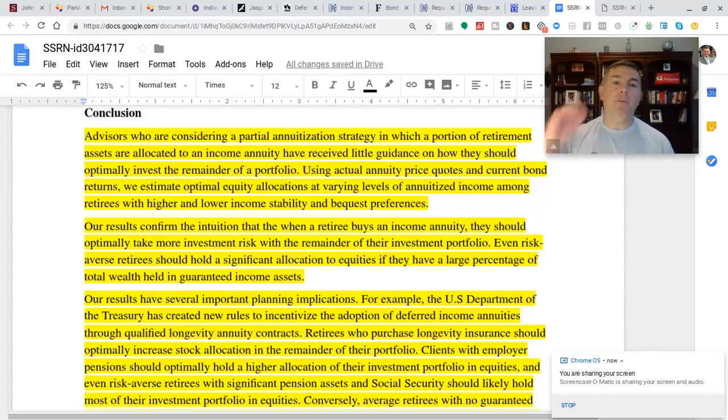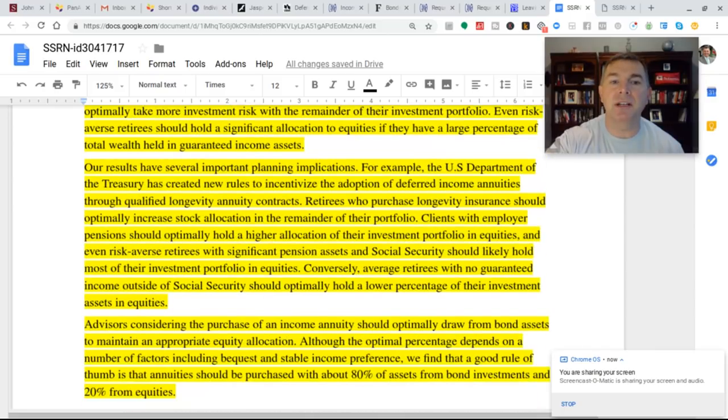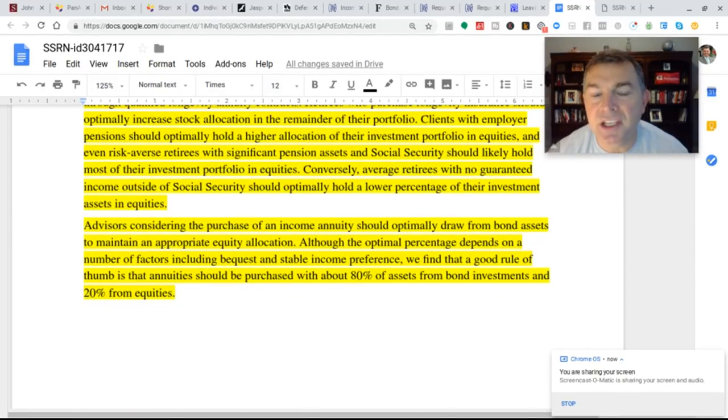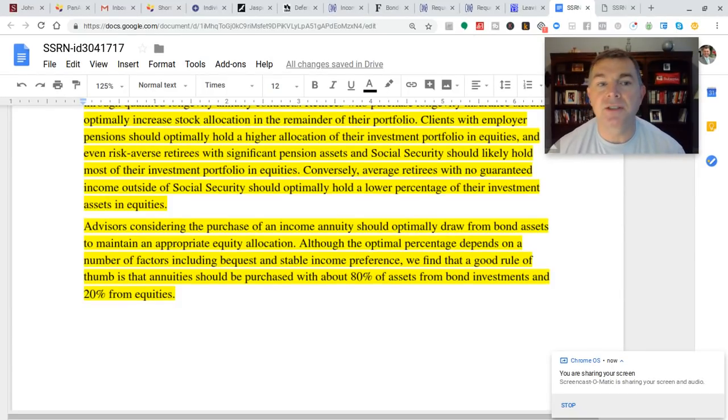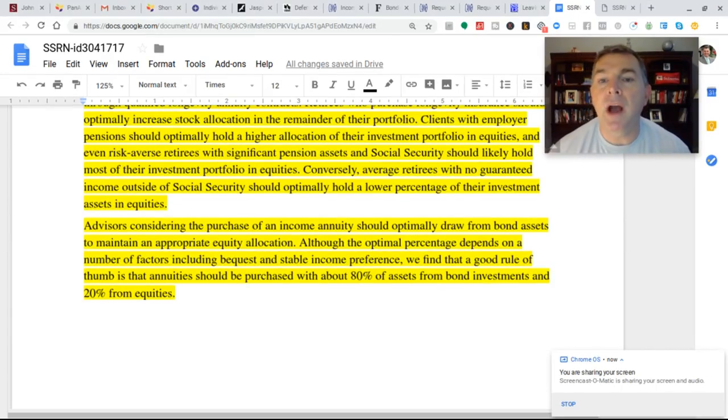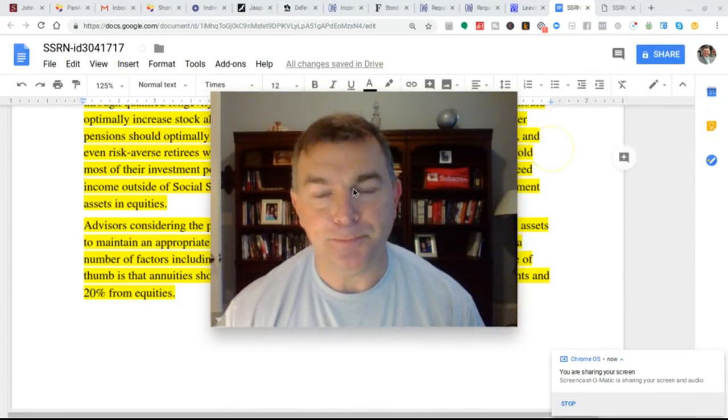Ironically, even risk-averse retirees should hold a significant allocation to equities if they have a high percentage of total wealth in guaranteed income assets. Investors considering the purchase of an income annuity should optimally draw from bond assets to maintain an appropriate equity allocation. Although the optimal percentage depends on a number of factors, including bequest and stable income preference, we find that a good rule of thumb is annuities should be purchased with about 80% of assets from bond investments and 20% from stocks. Oh, man, such a good article.